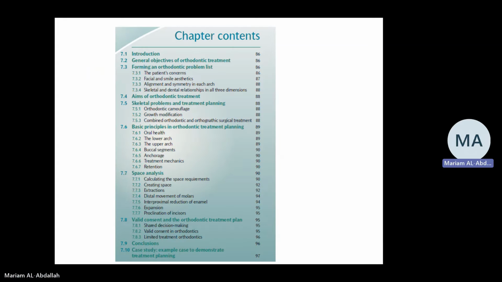Now, as you can see, this chapter includes the general objectives of orthodontic treatment, how to formulate problem lists, aims of orthodontic treatment, skeletal problems in specific, and treatment planning, and then basic principles in orthodontic treatment planning. This part here, space analysis, has already been covered previously, and the valid consent, I think, was also covered in another course. So after this, we will be giving an overall view, with examples and cases after that.